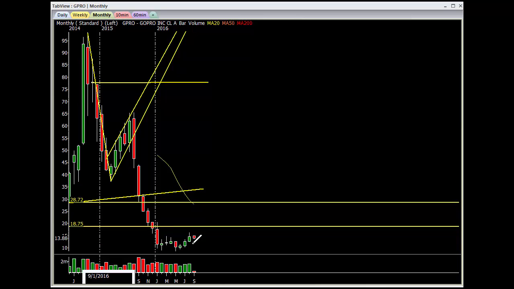If you get a bounce, you get anything out of this thing, just take the profit. You might get a push up on a squeeze or something, on some news, an upgrade. But other than that, just stay away. There's thousands of stocks to trade. Why the heck would you pick this?